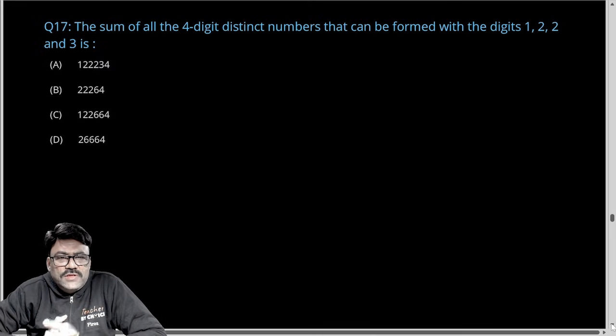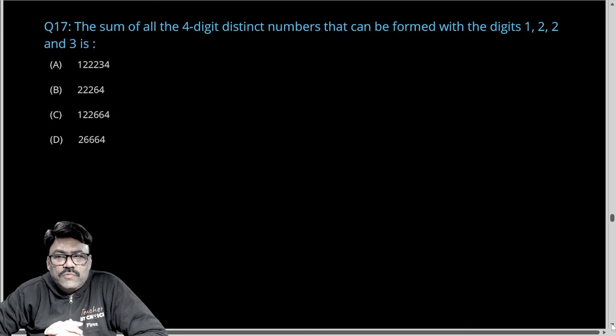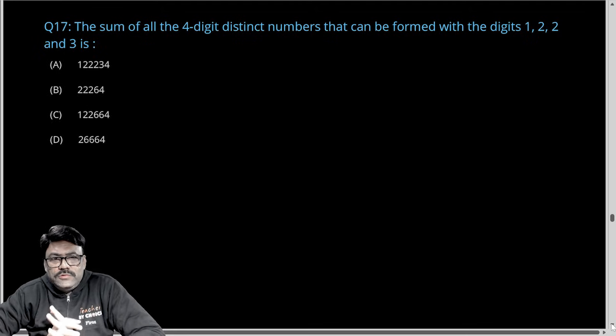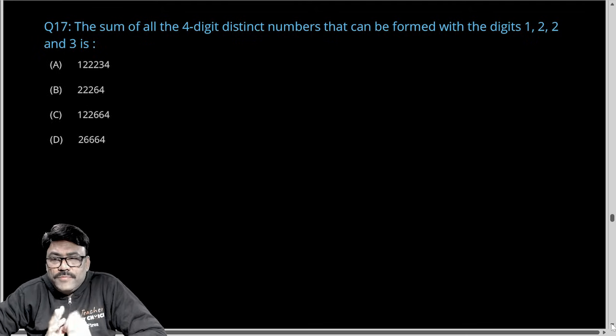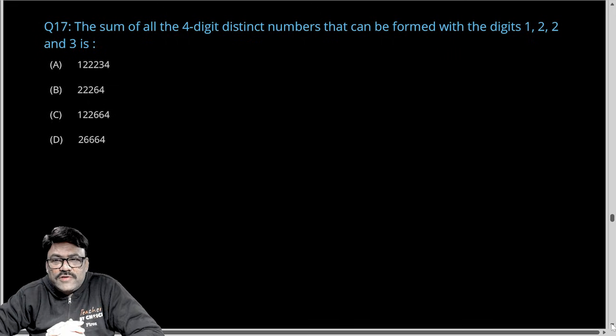See this question. They are saying find the sum of all the 4-digit distinct numbers that can be formed with the digits 1, 2, 2, and 3. In this type of question, you first get the sum of digits at the unit place. Whatever the sum of digits at the unit place, the same sum you will get at the 10th place, the 100th place, and the 1000th place.